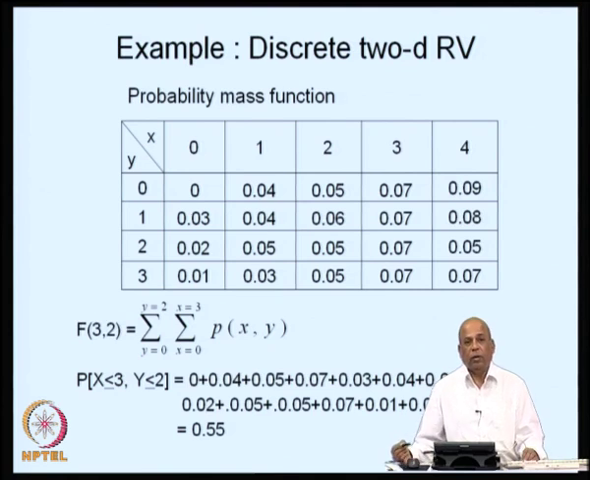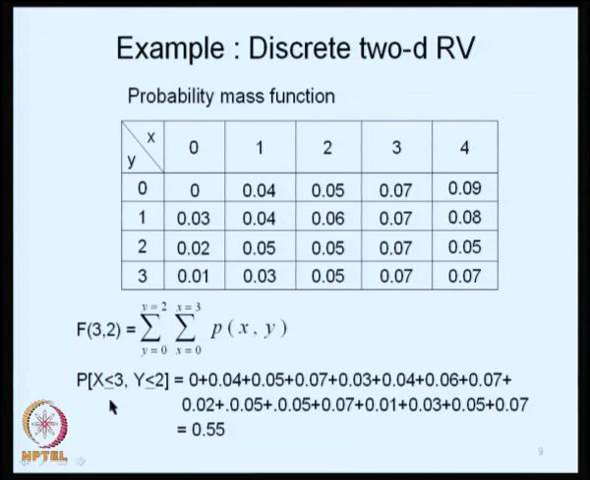Now, from this we should be able to get the probabilities. Let us say we are interested in the probability that X is less than or equal to 3 and Y is less than or equal to 2. So, we identify the region in this range space of (x, y) in which we are interested. For example, we identify the region where x is less than or equal to 3 and y is less than or equal to 2.